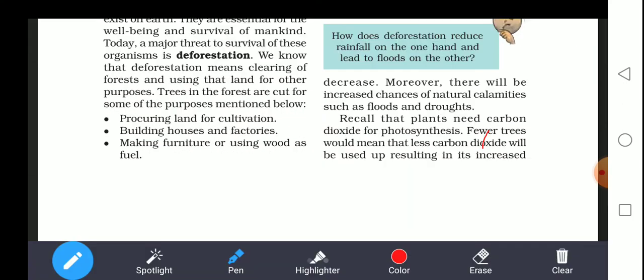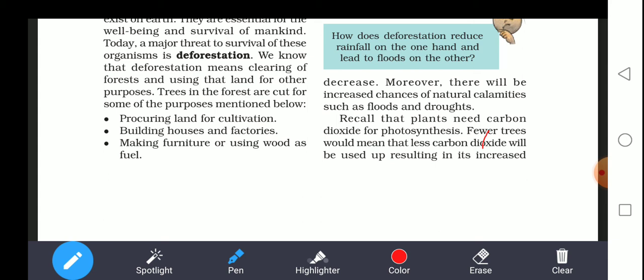Moreover, there will be increased chances of natural calamities such as floods and droughts. And how is this flood caused if you cut the trees? If you cut the trees, there will be chances of soil erosion. These plants and trees bind the top soil, that is the fertile soil, that is humus. It will bind.